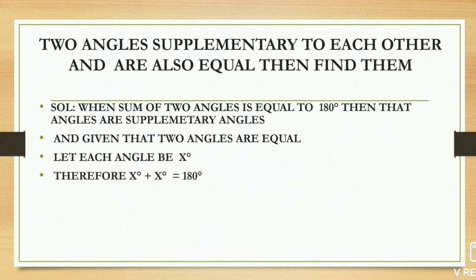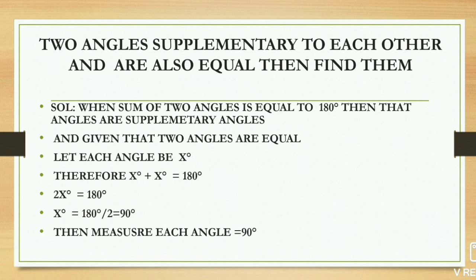Now, by the definition we should add. Therefore, x degree plus x degree is equal to 180 degrees. 2x degrees is equal to 180. Then x degree is equal to 180 degrees divided by 2, which is equal to 90 degrees. Then the measure of each angle is equal to 90 degrees.